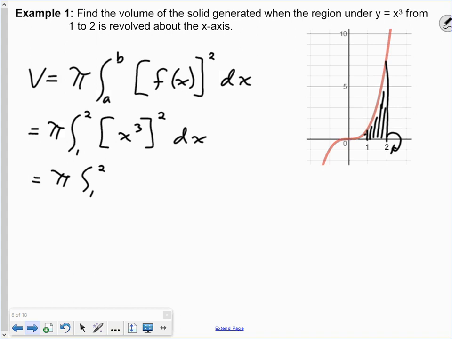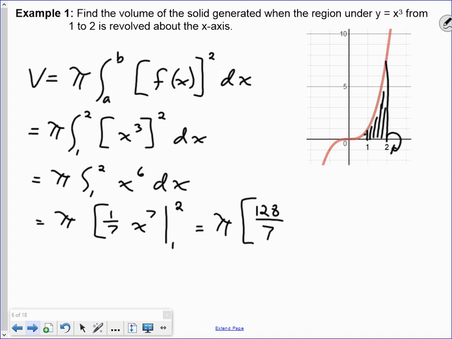So we can evaluate this integral. Before we evaluate it, we might as well simplify the exponents here. 3 times 2 is going to give us an exponent of 6. So the integral from 1 to 2 of x to the power 6 dx. Our antiderivative is going to be 1 over 7 x to the power 7, and we have to evaluate this from 1 to 2. It's going to be pi times, let's see, if we evaluate this at 2, we get 128 over 7. If we evaluate it at 1, we get 1 over 7. So our final answer for the volume is going to be 127 pi divided by 7. Just applying that formula.